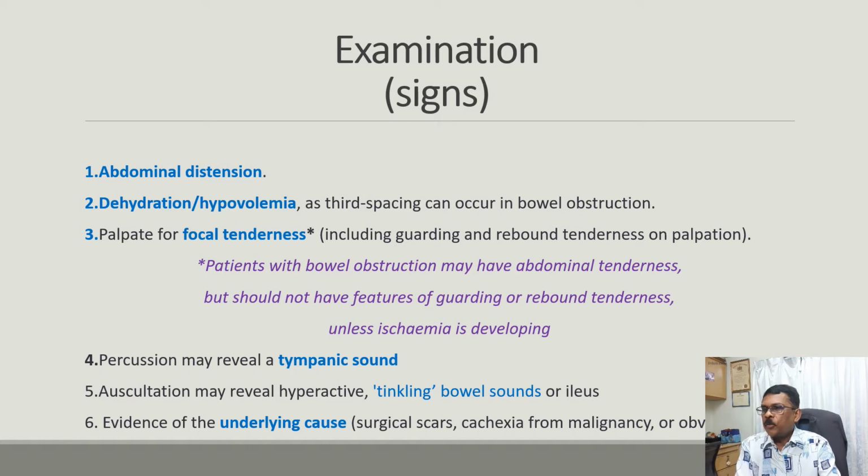And finally, you may also have evidence of the underlying disease. For example, previous scars suggest that adhesion is the cause. The patient may have a mass in the abdomen, or he may look cachectic, suggesting malignancy may be the cause. So these are all features of the underlying cause of the obstruction.